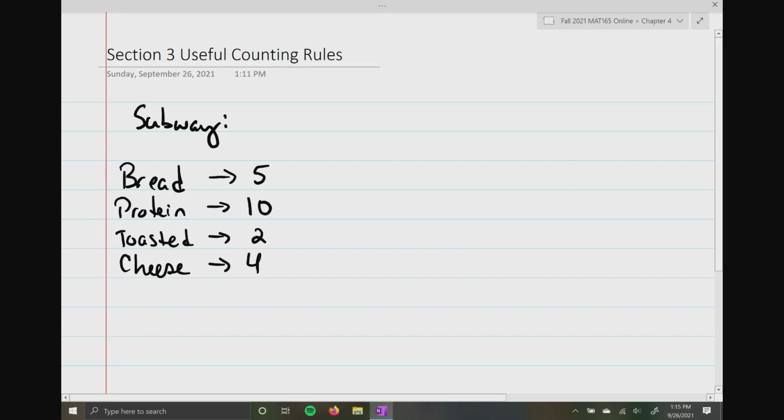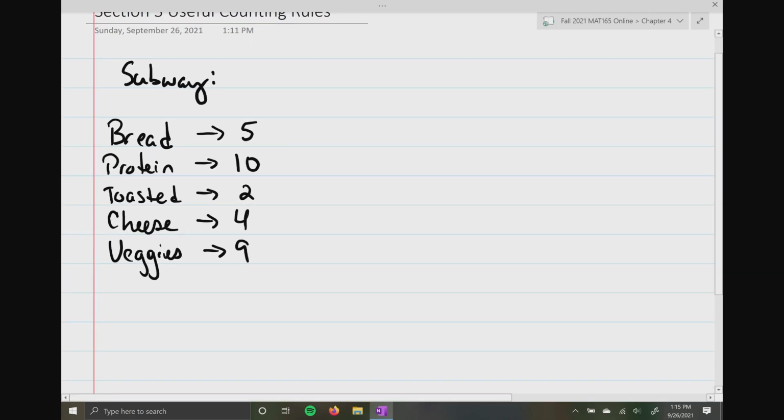Then you have the veggies. And the veggies, there's a bunch of veggies, okay? So we'll say there are basically 9 different types of veggies you can get, because you can get lettuce, spinach, onions, banana peppers, jalapenos, all these different ones, all right? And then they ask you, okay, what type of sauce do you want? That could be mayo or that Chipotle stuff or chicken teriyaki. And there are 6 different types of those.